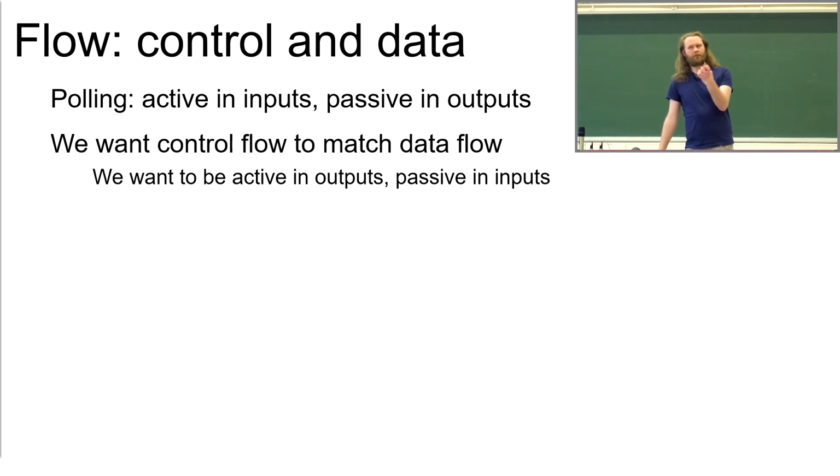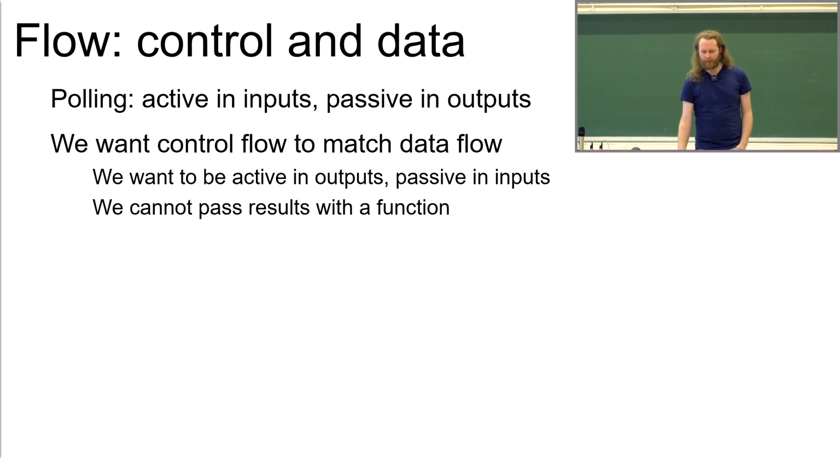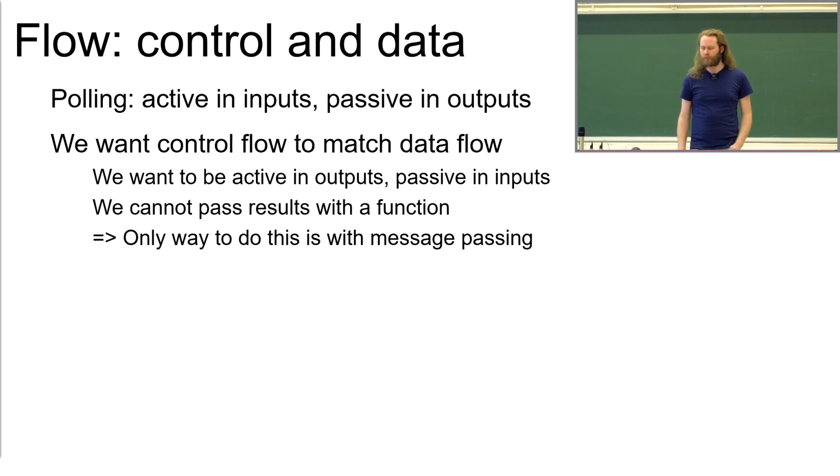So it makes sense for our code, or functionality, to be an active participant in what it makes and not an active participant in what it needs to read in order to make it. So we want it to be active in the outputs. And we cannot pass results to somebody else with a function because then they aren't active, then we are active for them. So in order for them to be responsible for what they receive, we can't pass things with a function, which means the only way we can do it is with message passing. And that's why we prefer message passing.